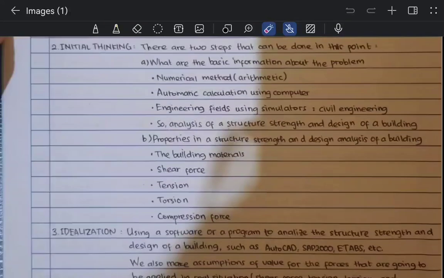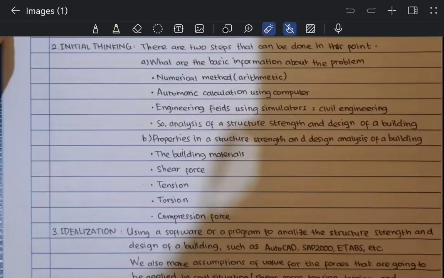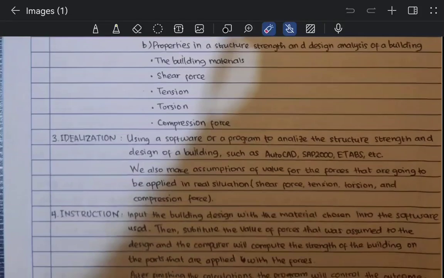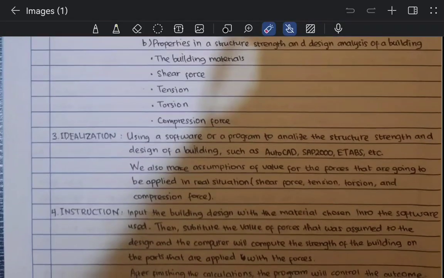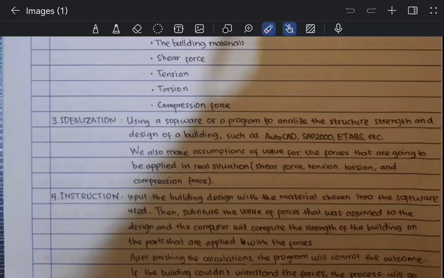After knowing the basic information about the problem and also the properties in the problem, we can get into the third point, which is idealization. In idealization, we use a software or a program to analyze the structure strength and design of a building, such as AutoCAD, SAP 2000, ETABS, etc., such as I've mentioned before in the second point of DIE 5. So here we also make assumptions of value for the forces that are going to be applied in real situation, such as shear force, tension, torsion, and also compression force.